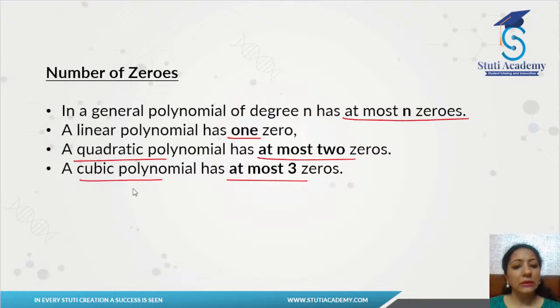So finally, we can conclude that if a polynomial has degree n, it has at most n zeros. A linear polynomial has degree 1, so it will have 1 zero. A quadratic polynomial has degree 2, so it has at most 2 zeros. A cubic polynomial has degree 3, so it has at most 3 zeros. What if a particular polynomial has degree 5? It will have at most 5 zeros.